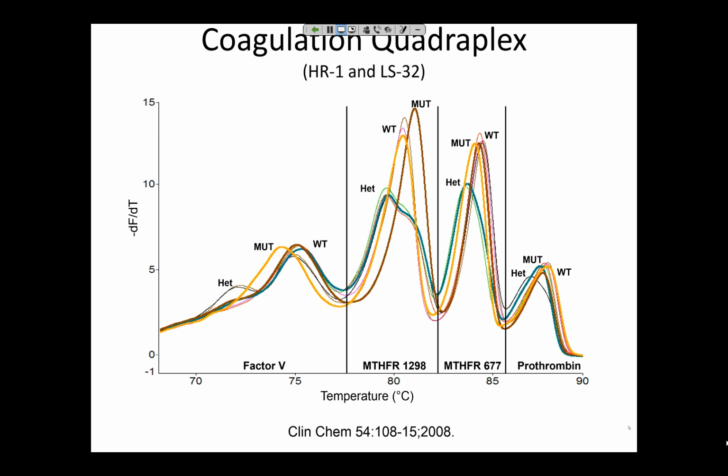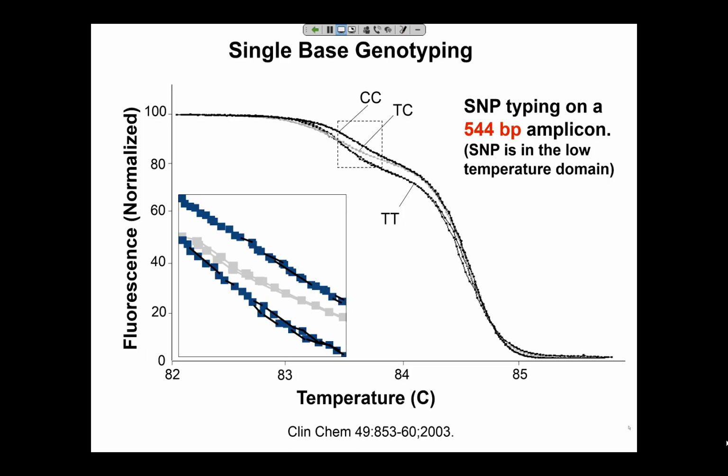As things get larger, we saw a case where you form domains, and this is a case of multiple domain melting. The variant tends to be, in this case, in the lower temperature, higher fluorescence domain. And again, when you look carefully using high resolution melting, you can distinguish the different genotypes in this particular SNP in a 500 base pair product.